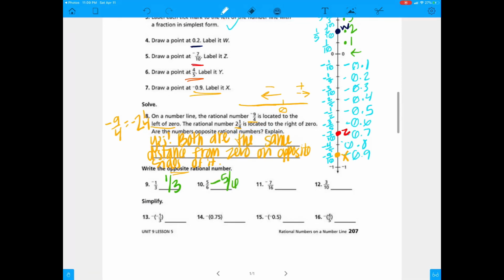So now we're writing the opposite rational number. 1/3 is the opposite of negative 1/3. Negative 5/6 is the opposite of 5/6. 7/16 is the opposite of negative 7/16. And the opposite of 3/10 is negative 3/10. When I have two negatives, it becomes a positive. So to simplify this, it is 1/3. This is now negative 0.75. Number 15, it becomes a positive 0.5. And number 16, negative 4/5.